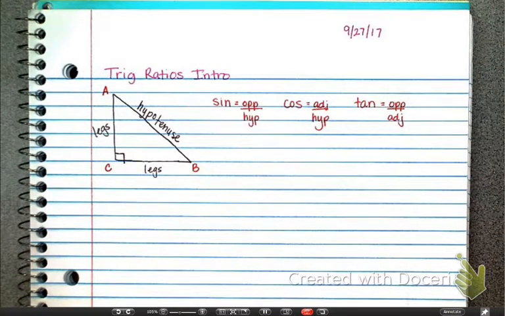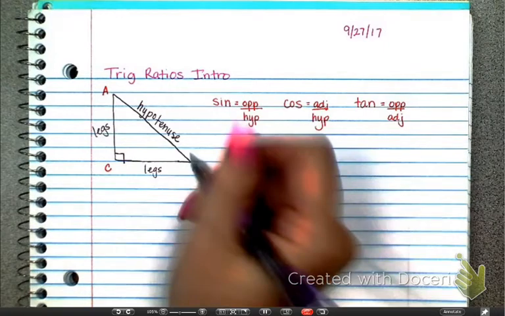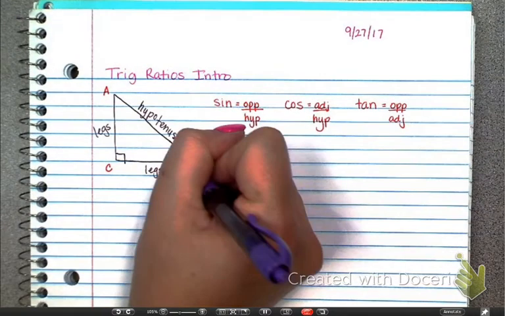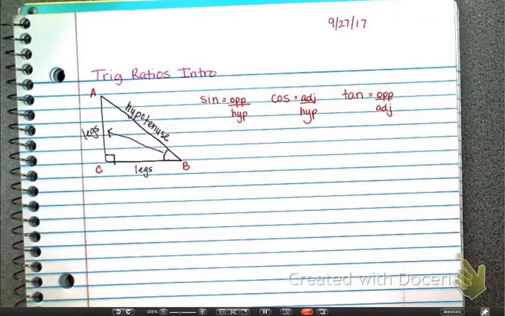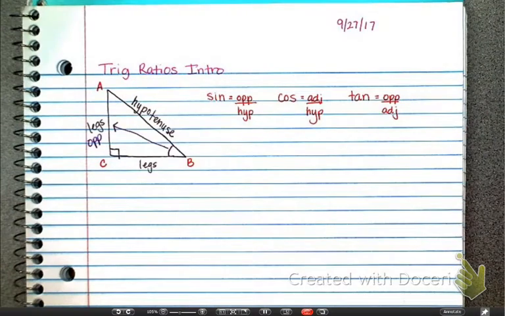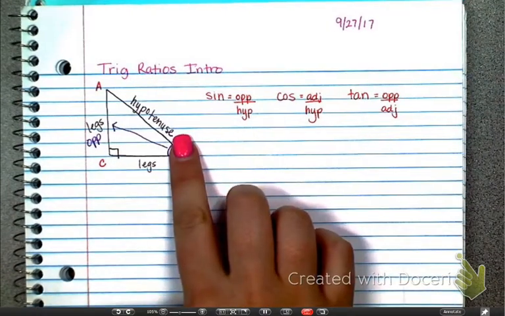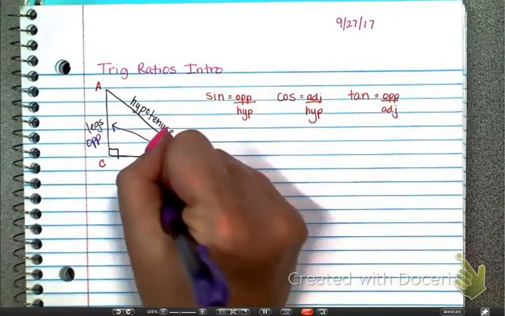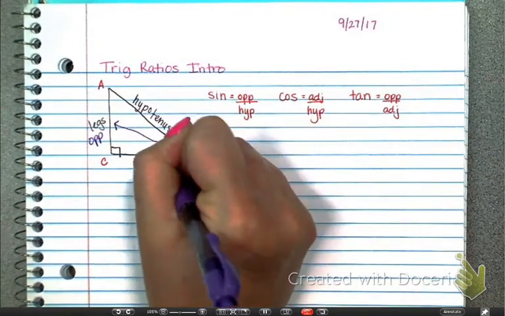Now Micah asked a good question. He's like, well, which one's opposite? It depends on what angle we are referencing. So for instance, if I am referencing angle B, if that's the angle that I'm looking at, what side is opposite? AC. We're talking about a side. So if I'm looking at angle B, AC is the opposite side. I know what the hypotenuse is. That doesn't change. What would be the adjacent side? BC. Okay, it's the side right next to it.